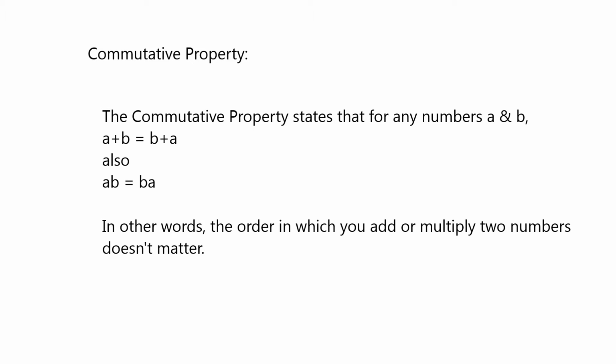It states that for any numbers a and b, a plus b is equal to b plus a. Also, a times b is equal to b times a. In other words, what this means is that no matter what numbers you have here, and no matter what order you put them in, if you add or multiply two numbers, the order doesn't matter. A perfect example, think about actual numbers.